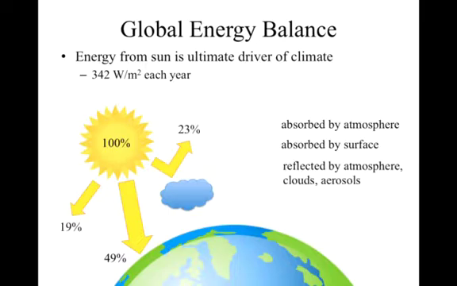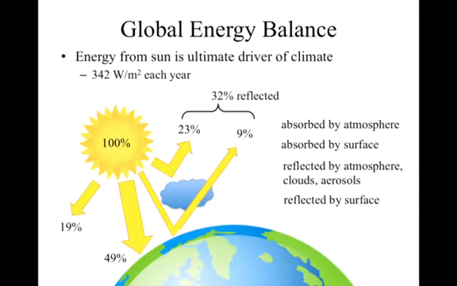Another 23% of that solar radiation ends up reflected by the atmosphere and clouds and aerosols and heading back off into space. And then 9% may make it through the atmosphere, hit the Earth's surface, but then get reflected by the surface, and so again heads out. So you notice about 1/3 of the solar energy is reflected, and the other 2/3 are absorbed. So those are your energy gains.